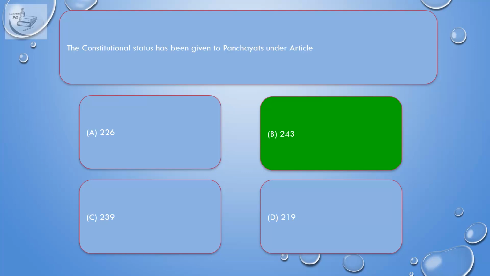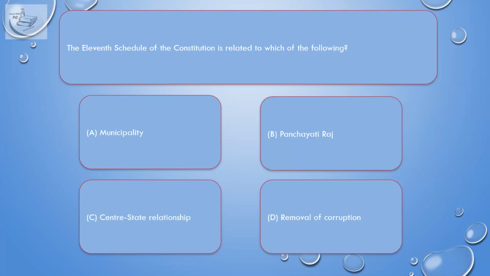Correct answer is B. 243. Question: The 11th schedule of the Constitution is related to which of the following? A. Municipality. B. Panchayati Raj. C. Center-state relationship. D. Removal of corruption.